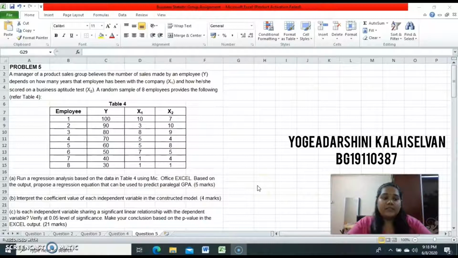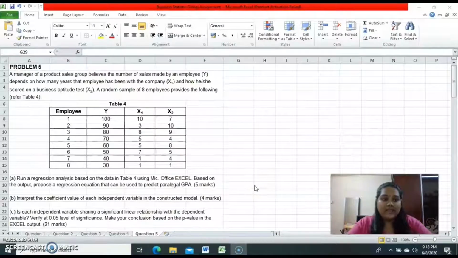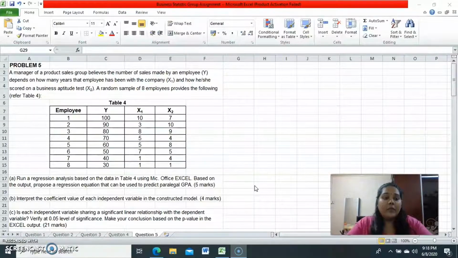My matrix number is BG19110387. So today I will be solving problem 5, A and B. So let's move on to the question. A manager of a product sales group believes that the number of sales made by an employee, Y, depends on how many years that employee has been with the company, X1, and how he or she scored on a business aptitude test, X2. A random sample of 8 employees provided the following. So this is the table of the sample.